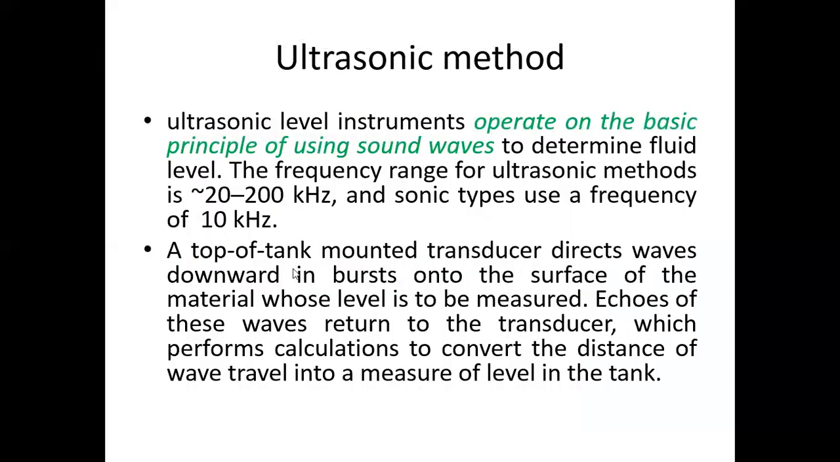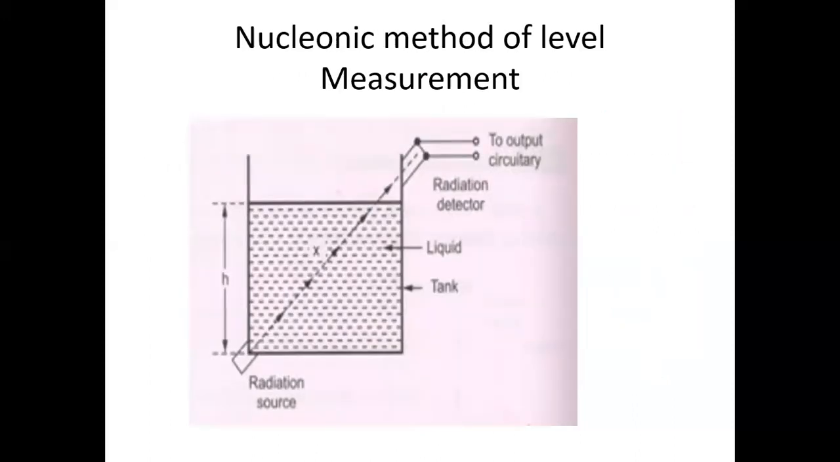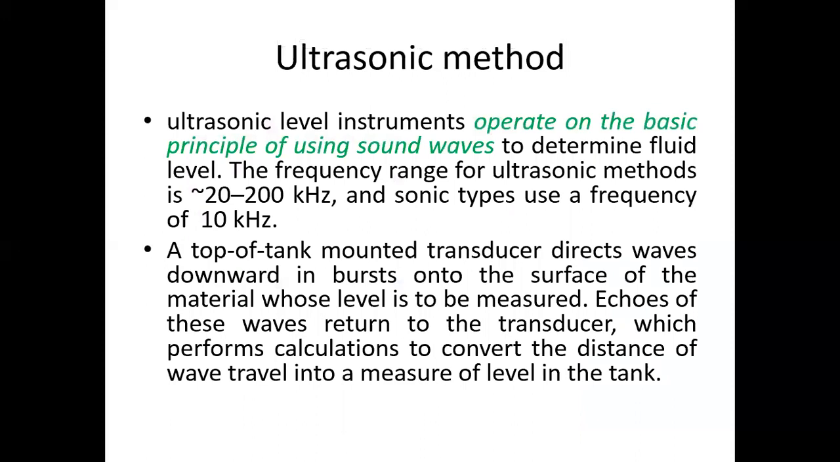Then the ultrasonic method. Ultrasonic level measurement operates on the basic principle of using sound waves to determine fluid level. The frequency range for ultrasonic methods is 20 to 200 kilohertz, and sonic types use a frequency of 10 kilohertz. A top-of-tank mounted transducer directs waves downward in bursts onto the surface of the material whose level is to be measured. Echoes of these waves return to the transducer, which performs calculations to convert the distance of wave travel into a measure of level in the tank.